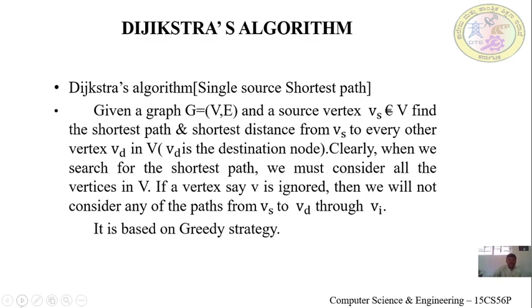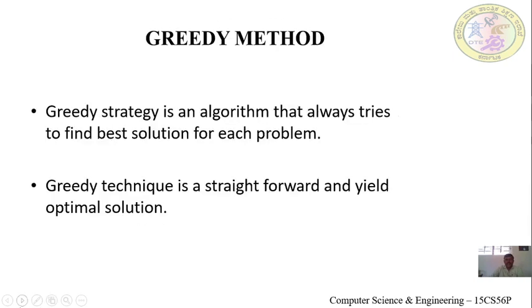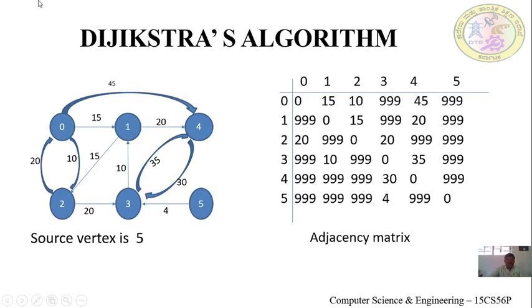So Dijkstra's algorithm is based on the greedy strategy. Okay, so let us discuss what is greedy. Greedy strategy is an algorithm that always tries to find the best solution for each problem. Also, the greedy technique is a straightforward approach that always yields an optimal solution. We know that an optimal solution is one of the best solutions from all other possible solutions. Okay. So let us consider this graph. We may consider a directed or undirected graph. This is the respective adjacency matrix for this graph.